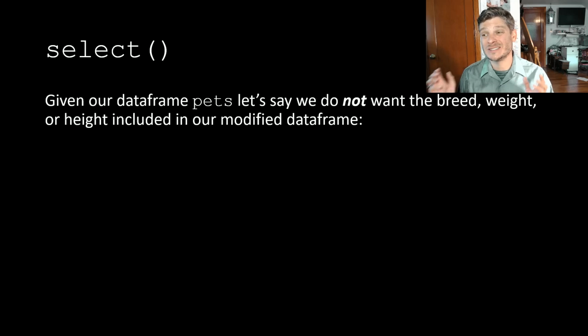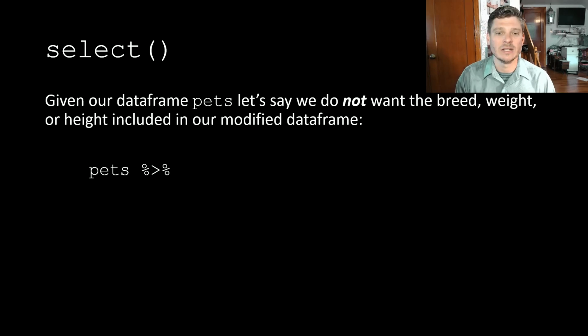If I were to do this, and let's say we do not want the breed, the weight, or the height included. So again, it's the same idea, but now I'm reframing the question a little bit differently. I'm basically doing the same thing, but in reverse. I want to get rid of those columns. Instead of retaining the owner's name, the pet name, the species, and the sex, I just want to get rid of the breed, the weight, and the height.